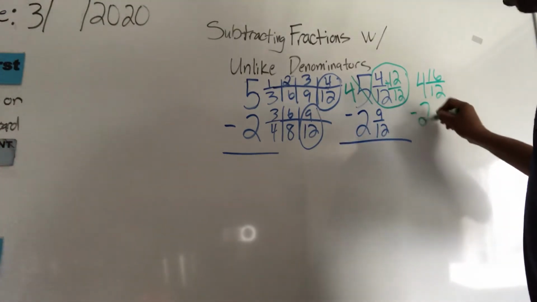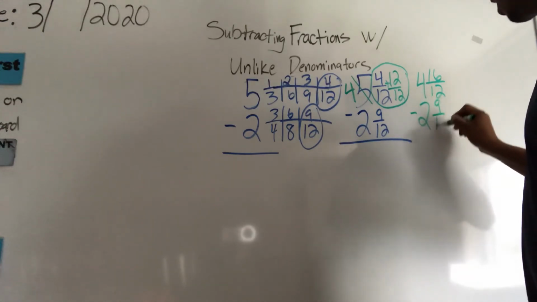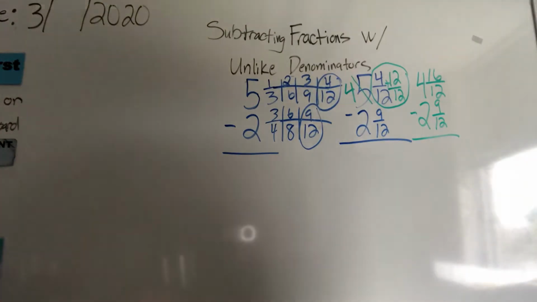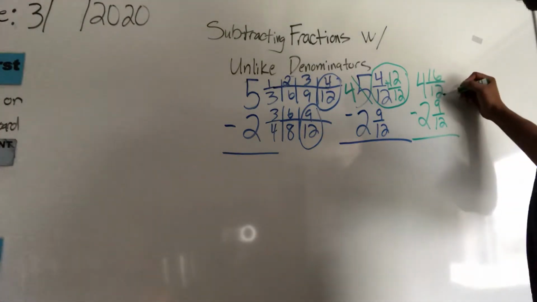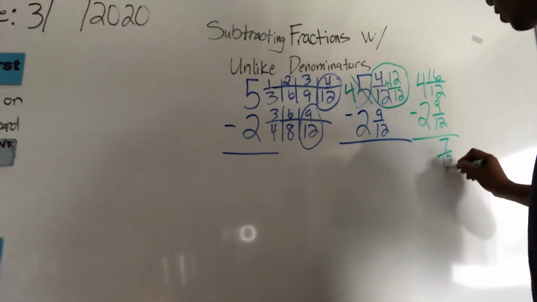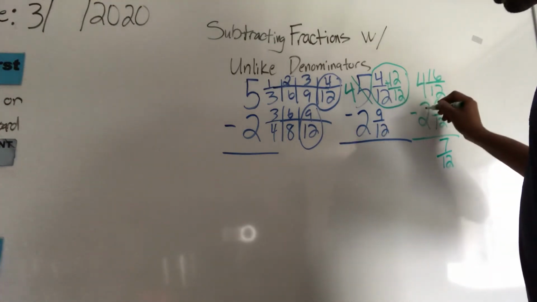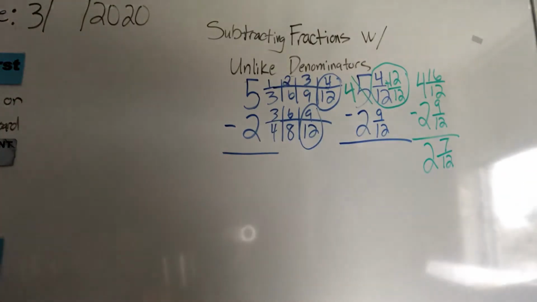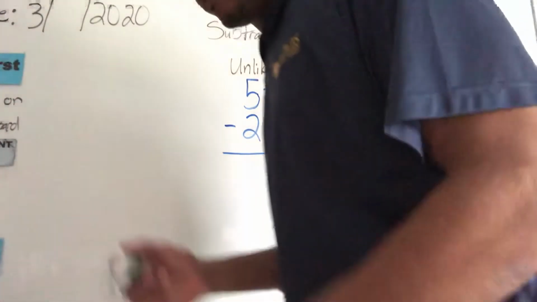minus 2 wholes and 9 12s. And now you good, or the kids say you Gucci, because 16 12s minus 9 12s is 7 12s, and 4 minus 2 is 2. All right? Now let me give you another example.